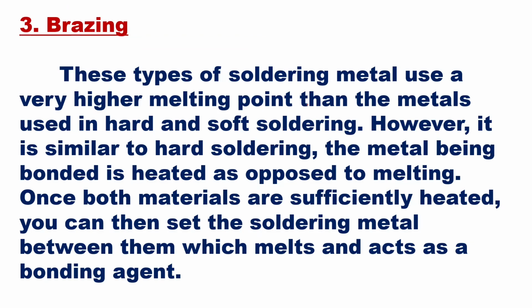Then we'll go to see the third one, brazing. These types of soldering metal use a much higher melting point than the metals used in hard and soft soldering. However, it is similar to hard soldering. The metal being bonded is heated as opposed to melting. Once both materials are sufficiently heated, you can then set the soldering metal between them, which melts and acts as a bonding agent.